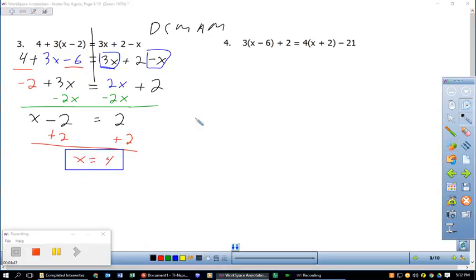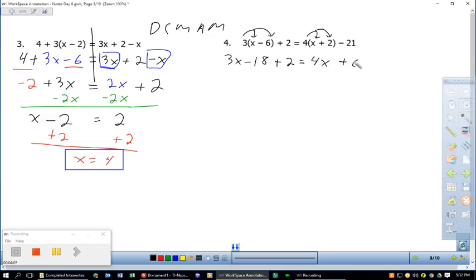Number 4. Okay, good. Number 4, first thing, distribute. We will distribute right here to get 3x minus 18. I'm going to bring down the plus 2. Distribute the 4 here and get 4x plus 8 minus 21, bringing that down.